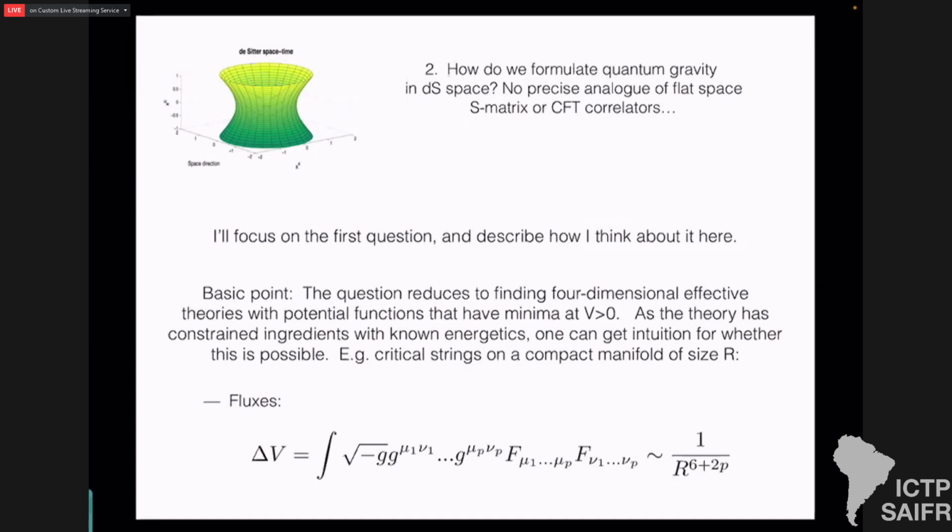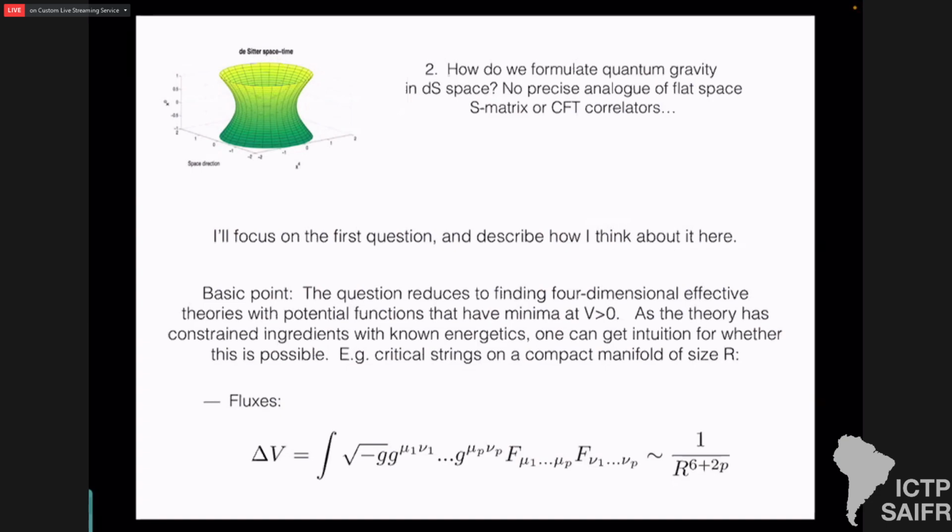What is the basic point? We have a question about constructing de Sitter space in string theory. What that means, following the fine tradition of string compactification, is that we want to find 4-dimensional effective theories that arise after dimensional reduction with potential functions V that have minima at positive V. Okay, it's not rocket science. Now, that's not an empty exercise because the theory has constrained ingredients with known energetics. So it may or may not be possible. You have only certain building blocks. And so the first thing we should do is just try to get intuition. Is this possible or not? Which many of us started doing in the late 90s.